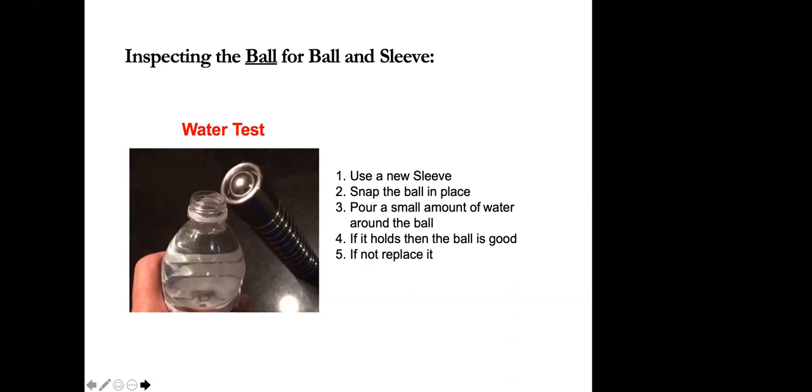It's got divots and dents and pitted areas. They're going to cause you problems, so it's time to replace it. You get a lot of life out of a ball, especially a tungsten ball or cobalt. You're probably going to get 10, 12 sleeves worn out before you ever have to replace the ball.